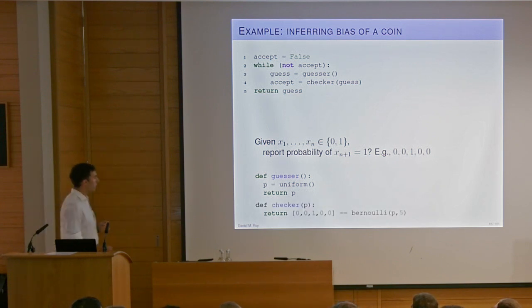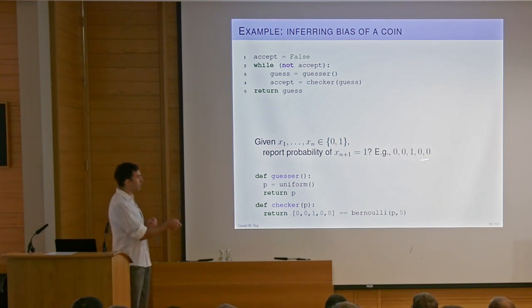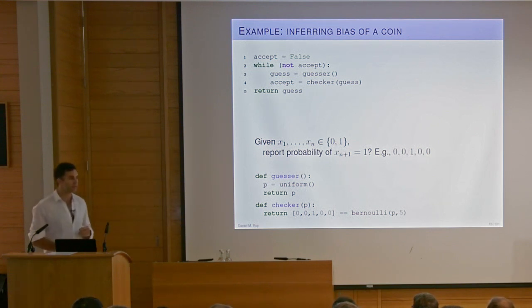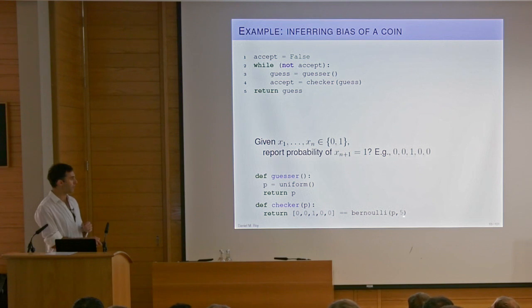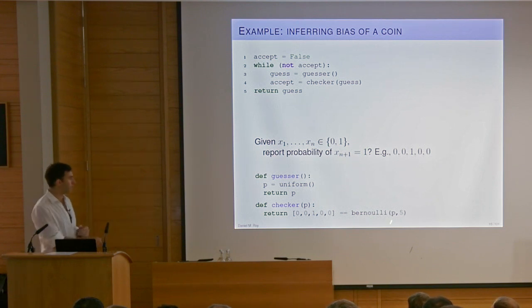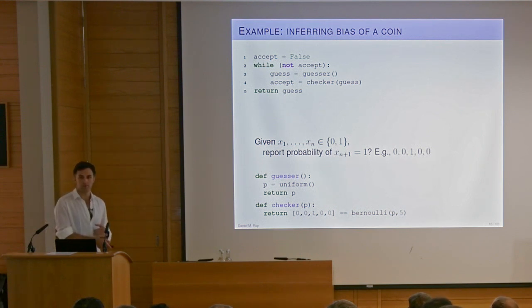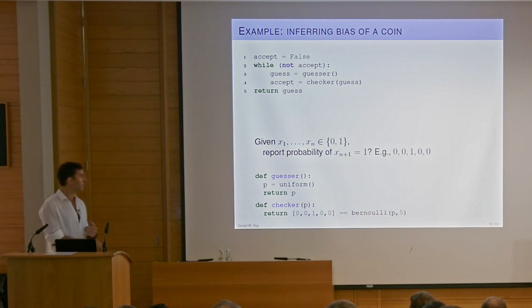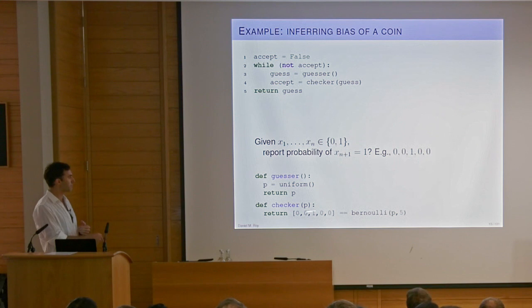Now, what's the checker going to do? The checker is responsible for incorporating the evidence. What the checker is going to do is call Bernoulli, which when you pass it a second parameter means that it produces a list of IID replicates. So this evaluates to a length 5 list, each of them an independent Bernoulli random variable with mean p. And then I compare it to the actual data. So that's checker.